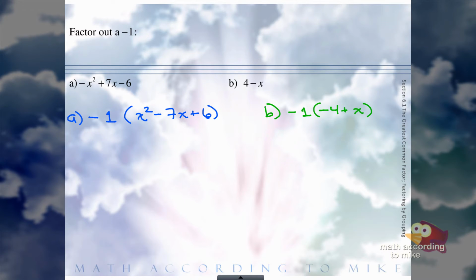Now, another way you might see part B written is instead of -4 plus x, you might see x minus 4. So in other words, when you have a binomial, and binomial means two terms, when you have a binomial and you pull out a -1, you just switch the order of the subtraction.